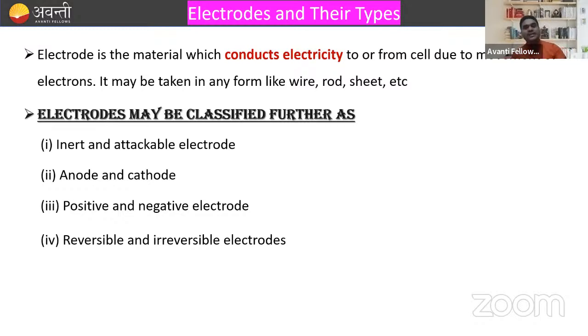Electrodes may be classified further as inert and attackable electrodes, anode and cathode, positive and negative electrodes, reversible and irreversible electrodes, right? So they are classified as inert or attackable electrodes, anode and cathode type of electrodes, positive and negative electrodes, reversible and irreversible electrodes. So this is the classification of electrodes, right?